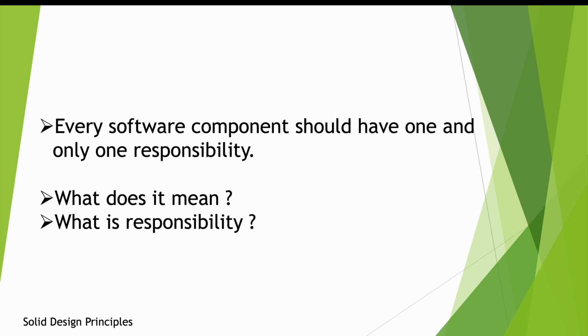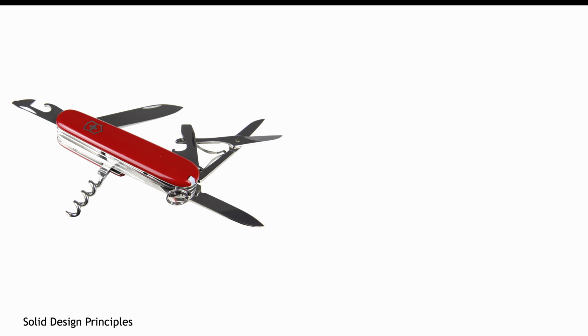Now we will see some real life examples to have a better understanding of SRP. The image on the screen is a Swiss knife. It's a multi-purpose tool. It contains a blade, keyring, scissors, etc. In real life, it's a very useful tool. But in software development, if we consider a Swiss knife as a class, it's not a good design. Clearly, it violates SRP because it holds multiple responsibilities.